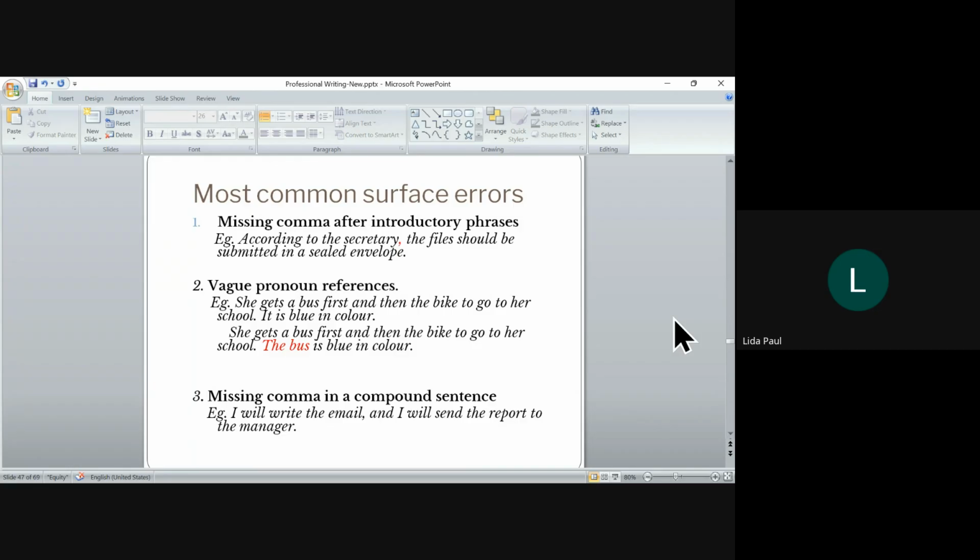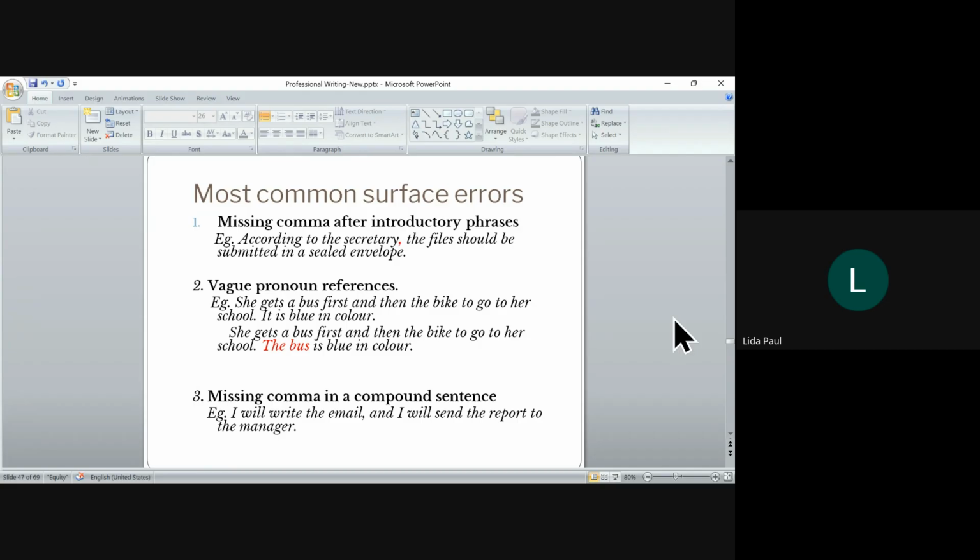Third one, missing comma in a compound sentence, right? So you have a compound sentence. What are compound sentences? They are independent sentences or clauses, main clauses, that are conjoined with a coordinating conjunction such as and or so or but or, right? All of them. Fanboys. Yes. And compound sentences, because they're independent sentences, they're able to stand on their own.